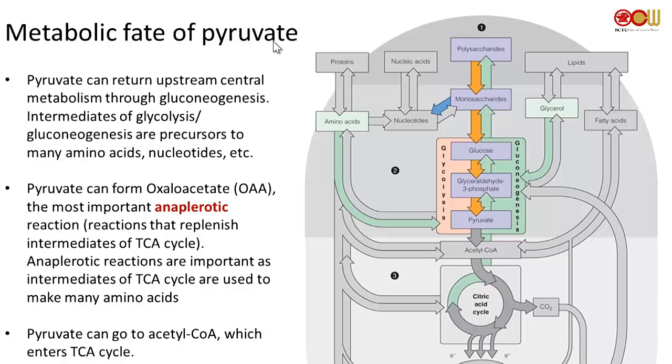First, pyruvate is right here. Pyruvate can return upstream to central metabolism through a process called gluconeogenesis. We will talk about that. So pyruvate can go back and make glucose, and obviously glucose phosphates can then make cellulose, that kind of stuff. Pyruvate is also the precursor to many amino acids, and amino acids are precursors to proteins and nucleotides. So pyruvate can be used to make amino acids.